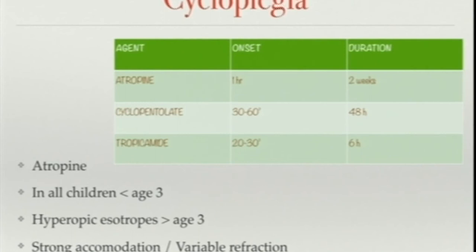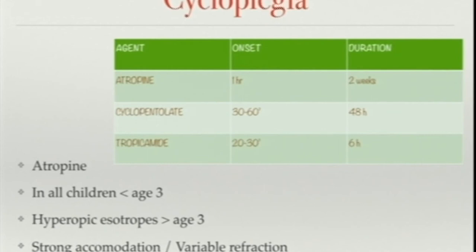1% ointment, it's a typo, sorry, it's 2 times daily for 3 days. And the onset of action is within 1 hour, but the duration is around 2 weeks. So we need to explain to the parents that the child is going to be a little photophobic. There are also some other side effects like fever.